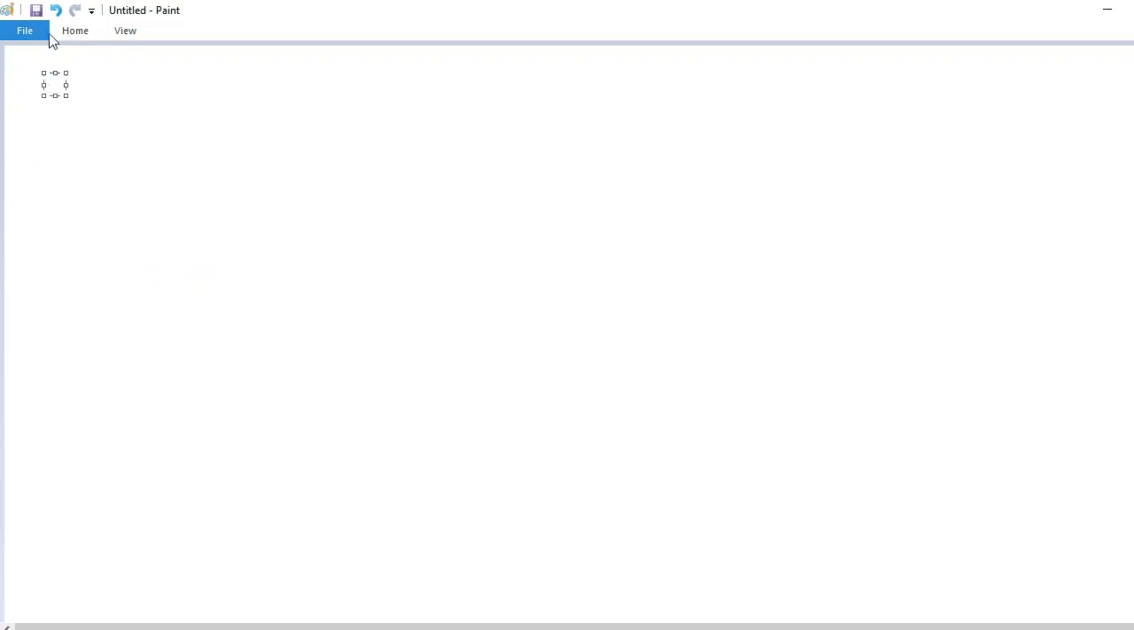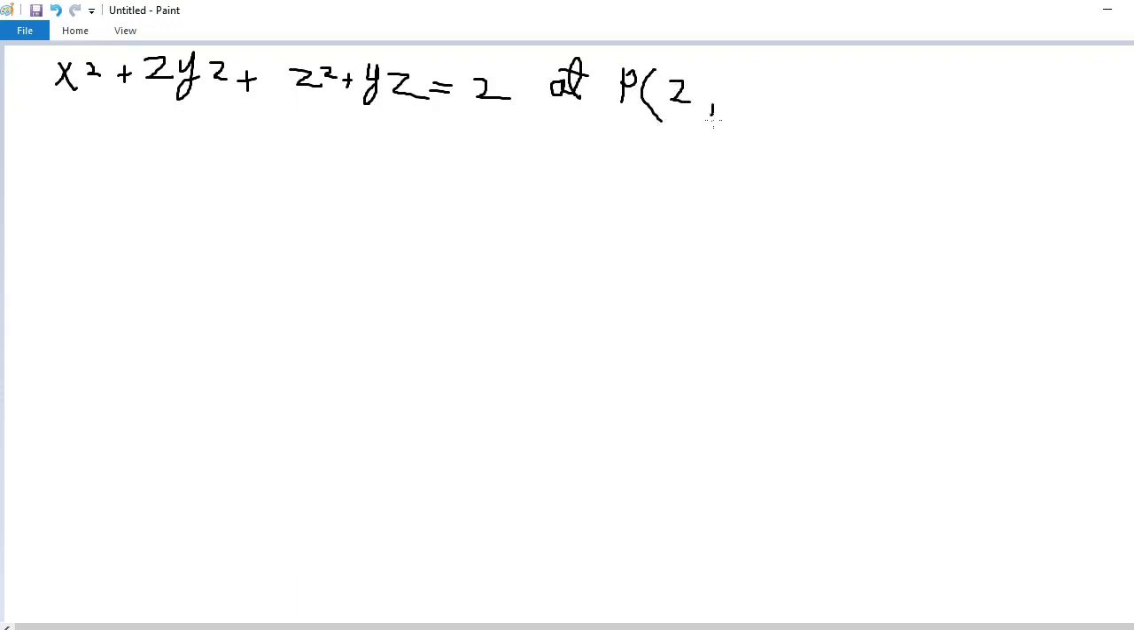And he gave you this equation. He said the equation is x squared plus 2y squared plus z squared plus yz is equal to 2. And he told you that at the point P equals (2, 1, negative 1). So from the question, you have to find the tangent plane and the normal line to the surface.